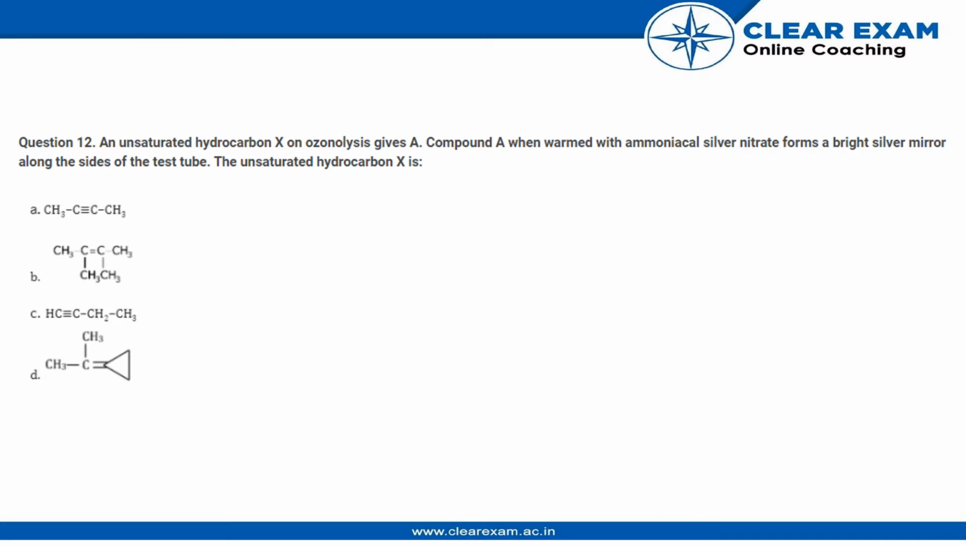So we have an unsaturated hydrocarbon, meaning the hydrocarbon has a double bond or a triple bond in it. We ozonolyze it, that is, we react it with ozone in the presence of water to give us A. And A, when warmed with Tollens reagent, which is ammoniacal silver nitrate, gives us a bright silver mirror, meaning we have a silver precipitate along the sides of the test tube, correct? Now we need to know which hydrocarbon X is the correct one.